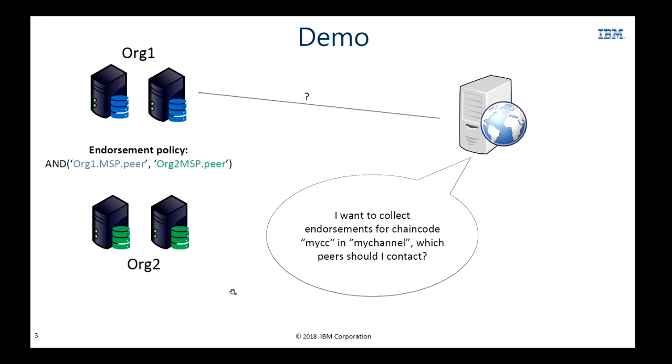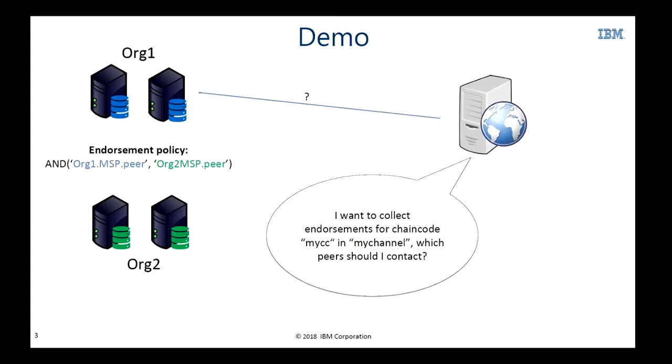So in the demo, essentially, I have two organizations, org1 and org2, and I'm also going to use the standard end-to-end CLI, but with a slight twist. The endorsement policy is AND of org1 MSP and org2 MSP, meaning that in order for the transaction to be validated, it needs to collect endorsements from both organizations, one peer from each organization, org1 and org2.